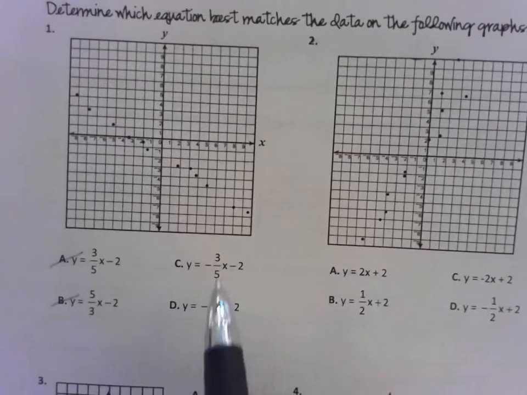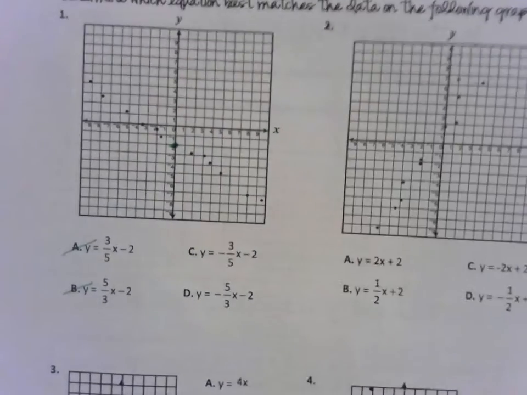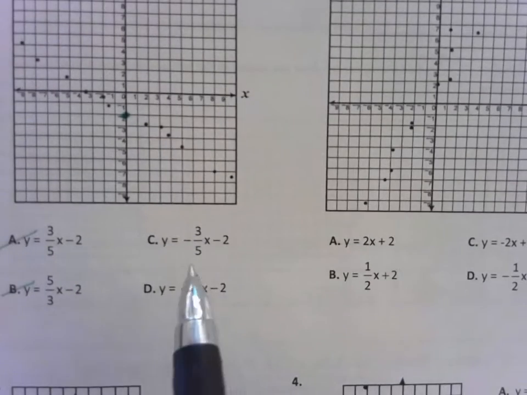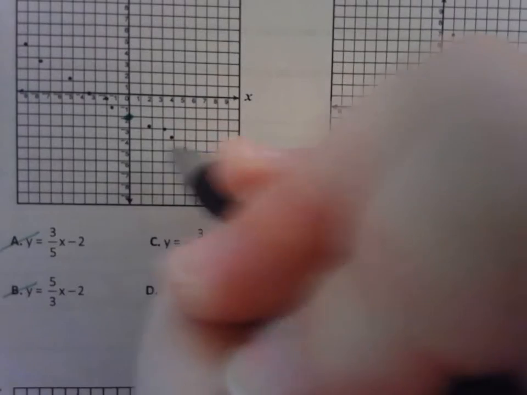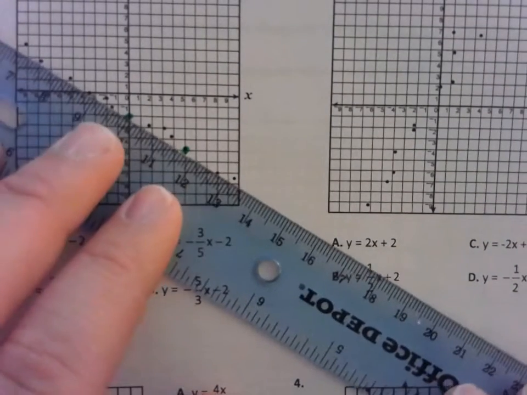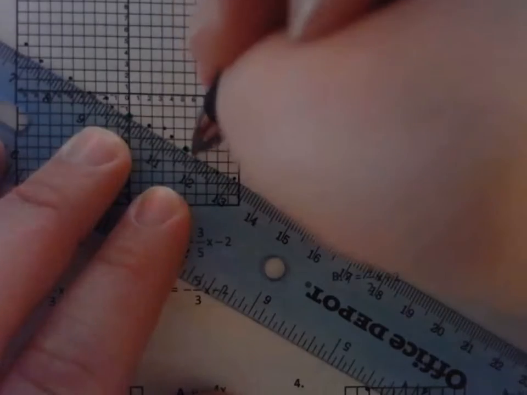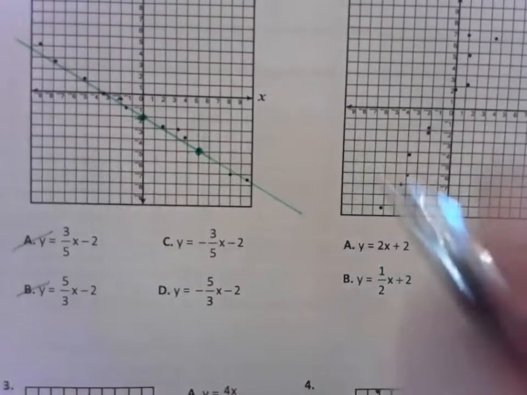So if I have negative 2, I'm going to put a point at negative 2. That's my y-intercept. I'm going to graph C real quick. And I'm going to go down 3, right 5. So 1, 2, 3, 1, 2, 3, 4, 5. There's line C. Okay? So there's line C.